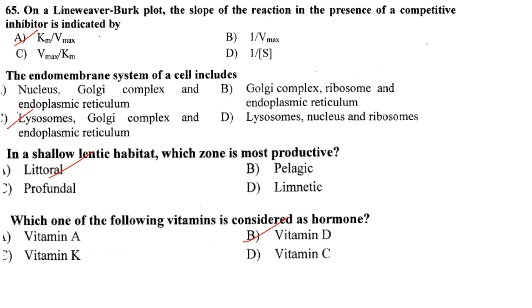Answer is option C. In a shallow lentic habitat, which zone is most productive? It is the littoral zone that is most productive. Answer is option A. Which one of the following vitamins is considered as a hormone? Vitamin D is considered as a hormone. Answer is option B.